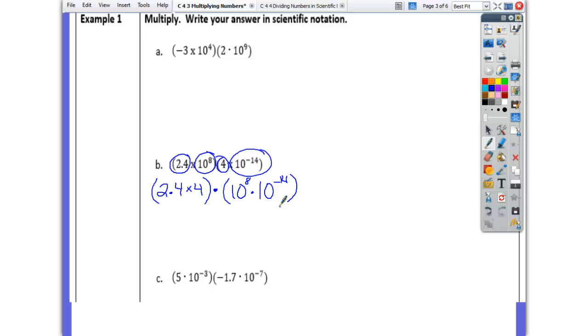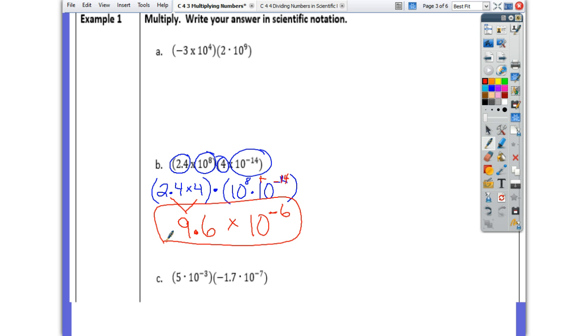Hopefully, when you multiply now, 2.4 times 4 is 9.6 times, now what is our 8 plus a -14? Battle of the integers. And the negative wins, 10 to the negative, how many did they win by? 6th power. So our scientific notation final answer is 9.6 times 10 to the -6th power. Done.